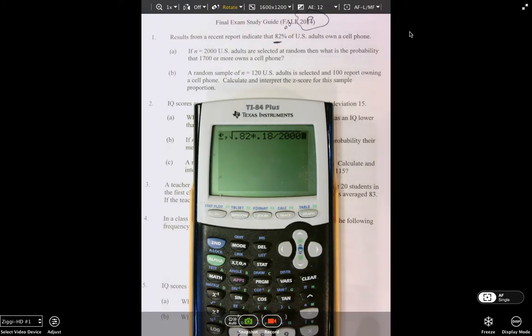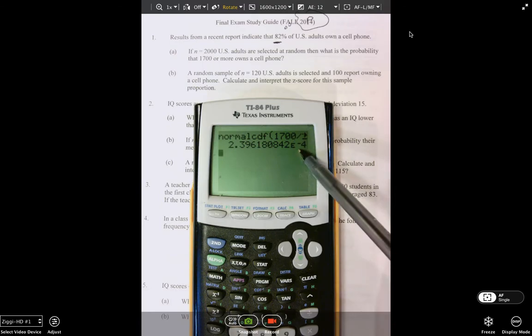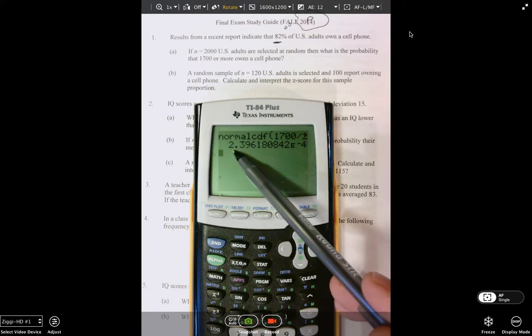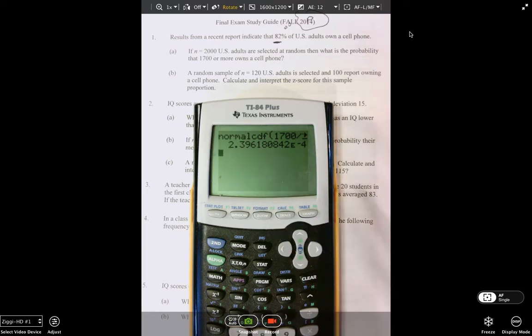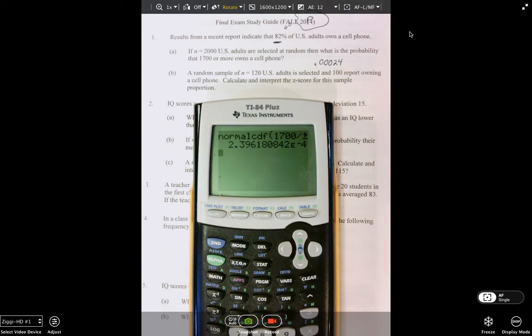Okay? Hit enter, and it looks like our probability is extremely low. Now, guys, it's going to be tempting to put the probability at 2.396, but it's not, because probability answers have to be between 0 and 1. And you can see that this scientific notation tells us we have to move that decimal place 4 places to the left. So guys, the answer to this problem would be 0.00024.